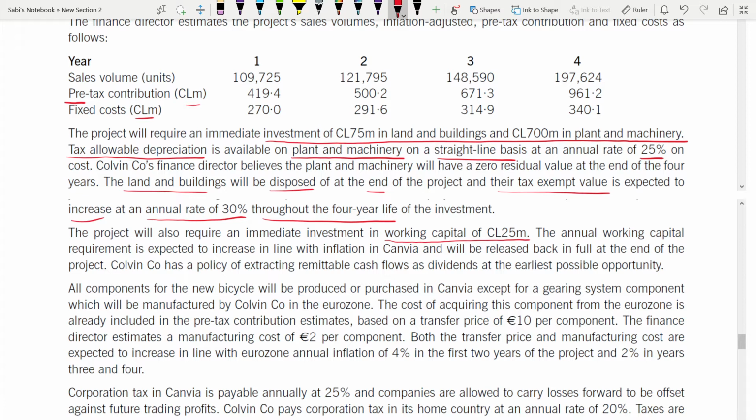This working capital of 25 will be in year 0 as an investment. Then what about year 1, 2, 3, 4? How are you going to get it? The annual working capital requirement is expected to increase in line with inflation. Sometimes it's on sales, increase on sales. This is increase in inflation in Canada, and it will be released back in full at the end of the project. It's always released back. That's an assumption.